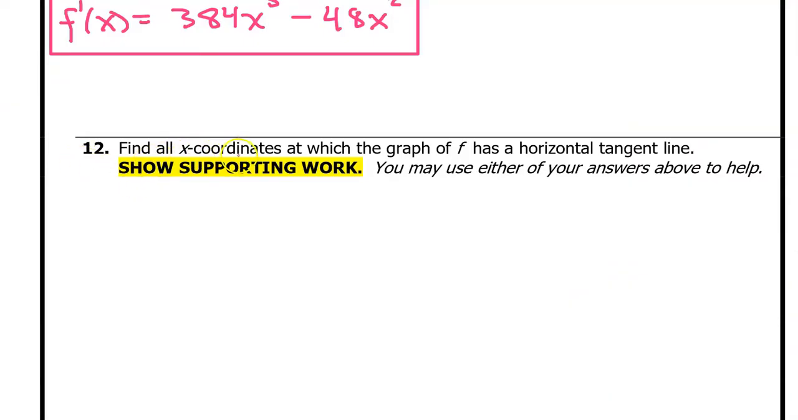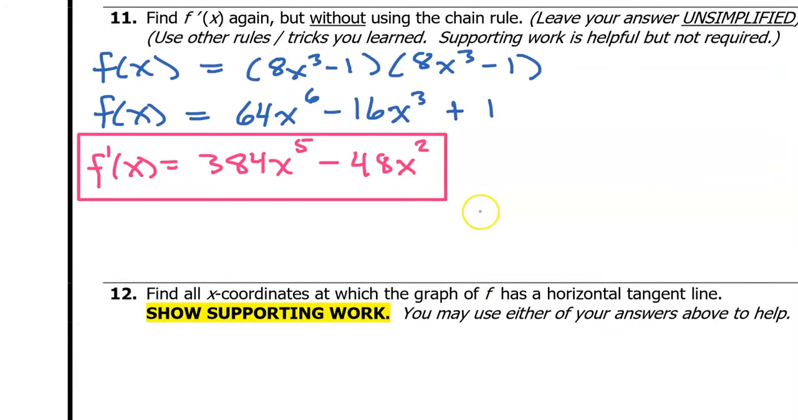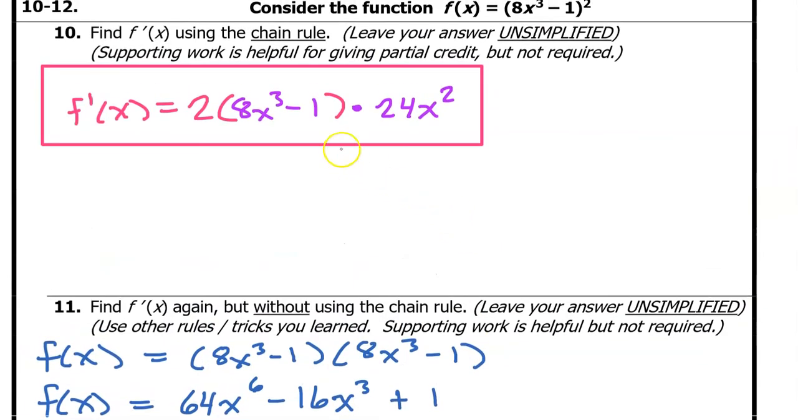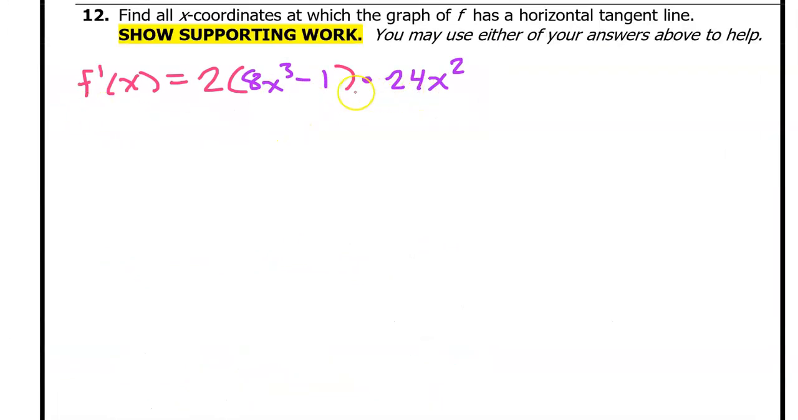Number 12, find all x coordinates at which the graph of f has a horizontal tangent line. You may use either of your answers above to help. I'm going to use the first answer from problem number 10 because it is already in a factored form. So here's f prime. I am going to simplify this a tiny bit by multiplying 2 times 24 and putting the x squared in the front where I am most comfortable with it.